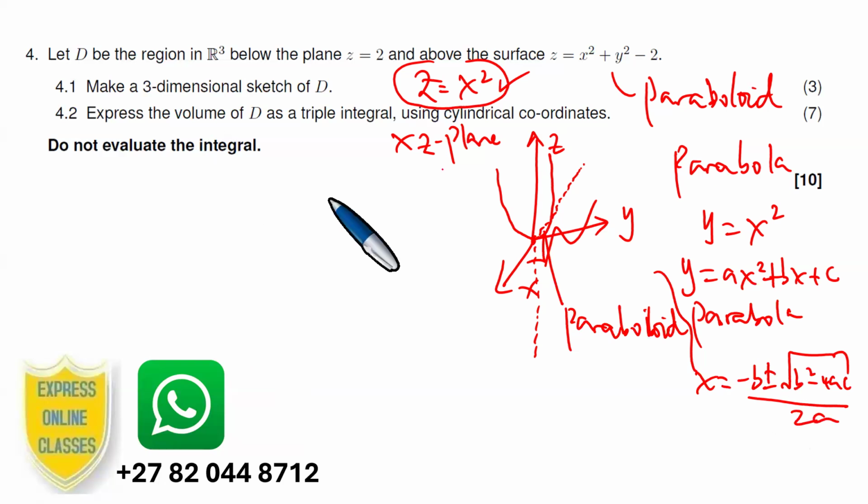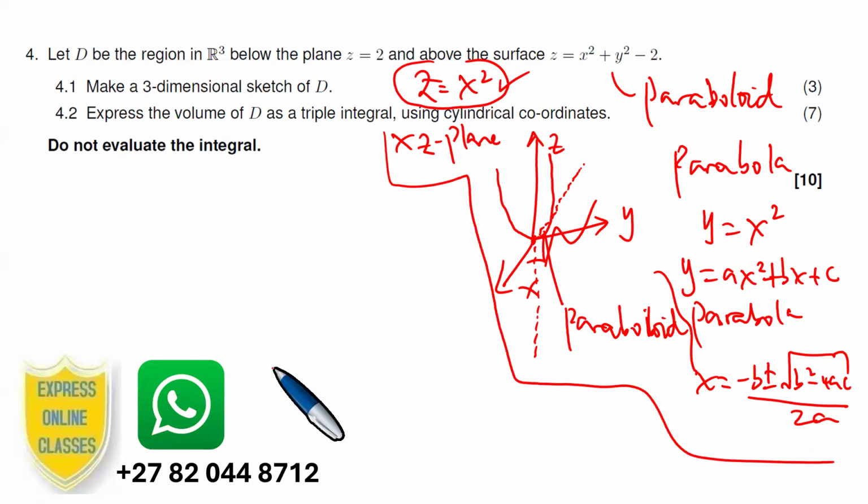Make a 3-dimensional sketch of D. Right, make a 3-dimensional sketch of D. We shall make the sketches. We are making the sketches here. As we are making this particular sketch, I want us to focus on some stuff that becomes extremely important.